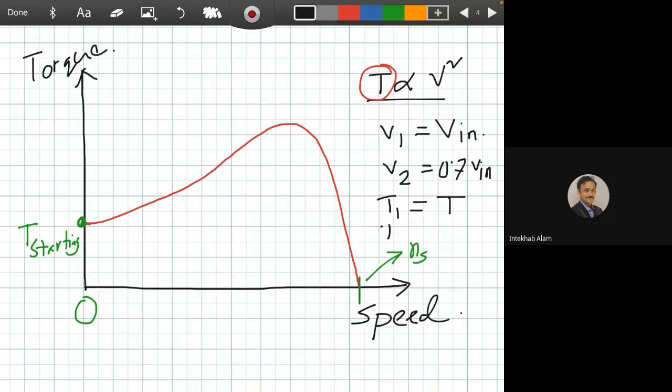But torque 2, if we draw the curve of torque 2, then it will be 0.49 T. Do you agree? Can you understand these things? 0.49 T.